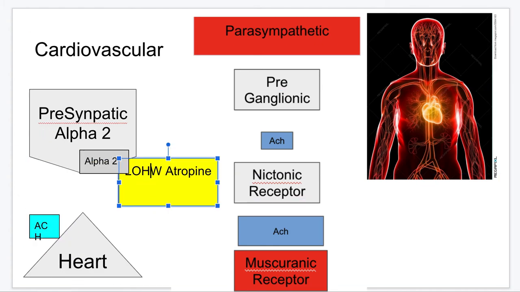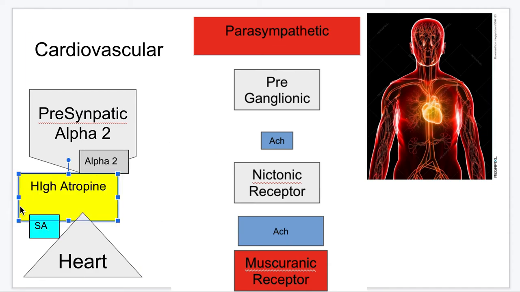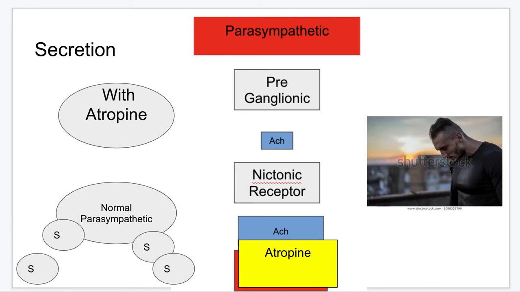But with a high amount of atropine, it binds to the SA node, and when it binds to the SA node, it is going to be blocking the vagus innervation. Vagus slows the heart. So vagus causes decreased heart rate, but less vagus means increased heart rate. So basically, high atropine leads to less vagus, which leads to an increased heart rate. For secretion, with the normal parasympathetic system you are always resting and digesting, so you're secreting a lot of sweat. But with atropine, you're going to be secreting less sweat.